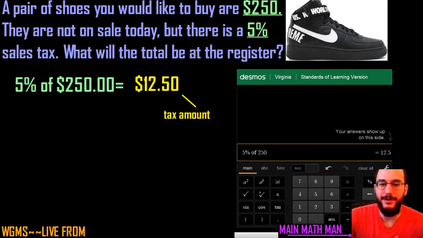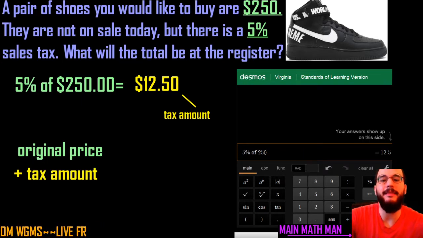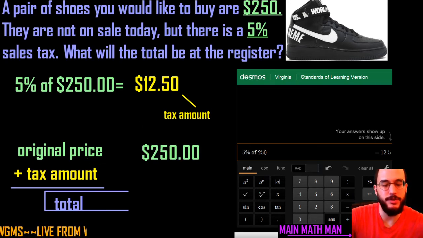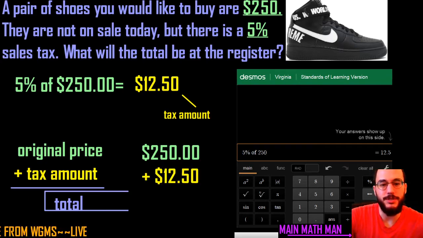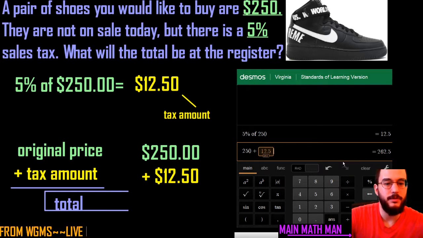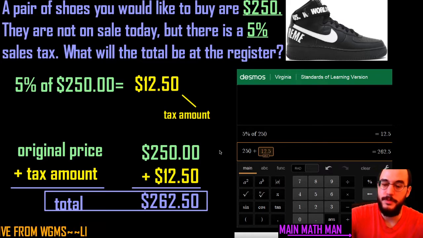Is that my answer? Not quite, because it's looking for the total. So I take that original price and include the tax amount, and that will give me my total. I have my original price, which is $250, and my tax amount, which is $12.50, and I add those two together. So like I did before, I take that $250 plus my previous answer, and now I have my total amount, which is $262.50. Those better be a good pair of shoes.